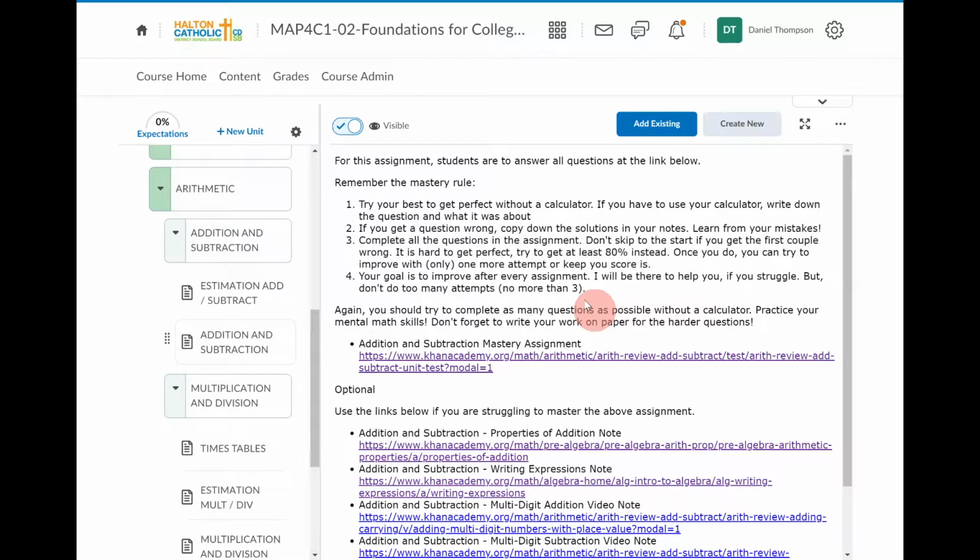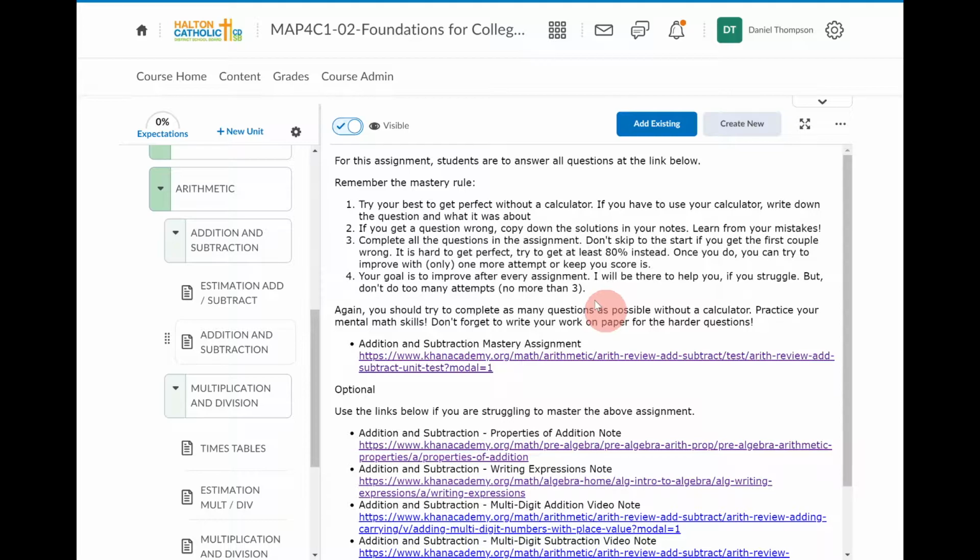When we go through a question, if we get it wrong, always look at the solutions, copy them down into your notes, learn from your mistakes. I'm going to show you an example of what that means when we go through our first assignment, but please make sure you do that. All questions in the assignment must be completed. Don't get one wrong, say to yourself, I can't get perfect, and then just close it and try and start again. I'm asking you guys to aim for perfect, but I don't expect you to get perfect on every single assignment. That's asking too much.